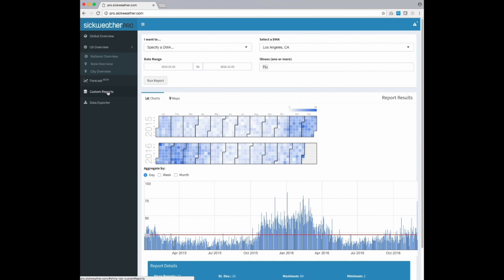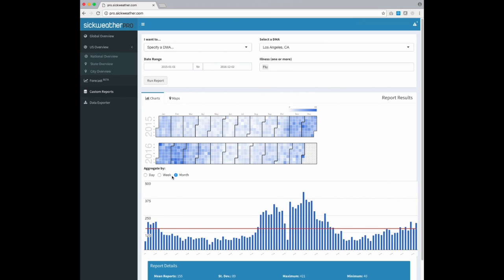The Custom Report tab can be useful across industries, and users can slice and dice Sickweather data by multiple geographic units, including latitude and longitude pairs, physical addresses, cities, and DMAs. For example, users can look at the distribution of illness reports across time in both calendar chart and histogram format for the Los Angeles DMA. The histogram can be aggregated by day, week, or month.